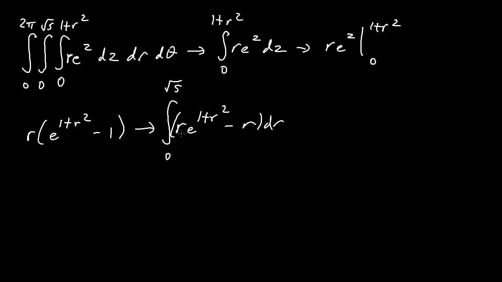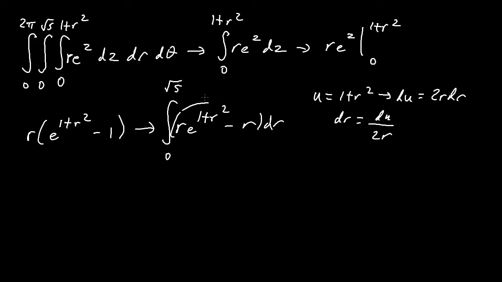So we're going to integrate with respect to r. Now the integral of r times e to the 1 plus r squared, in this case I can use simple u substitution. So if u equals 1 plus r squared, then du, if I'm deriving with respect to r, is going to be 2r dr. So then dr, if I isolate, will be du over 2r.